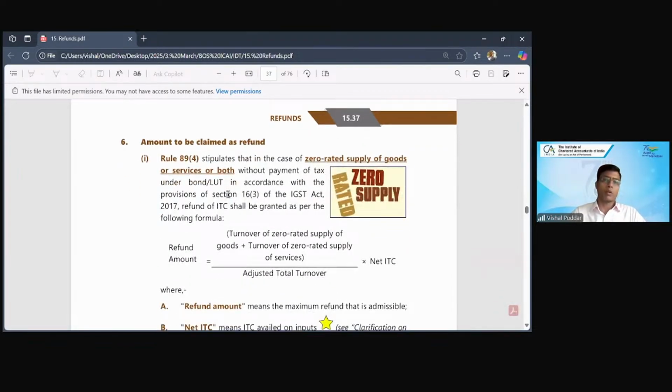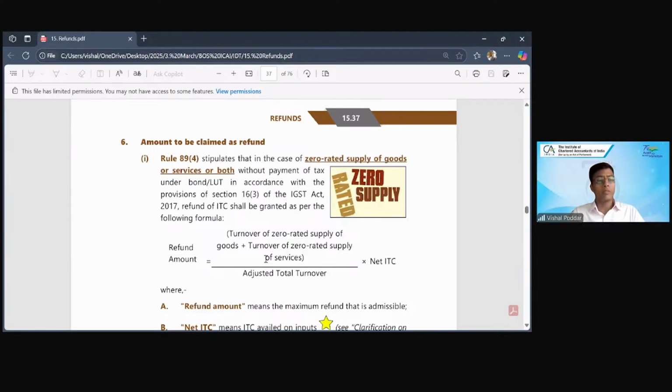Now comes the refund formula. This is, you can say, the first starting basic formula, but the logic is same what I just explained. So in numerator, you will find turnover of zero rated supply of goods plus, if there is service turnover also, turnover of zero rated supply of services. Now we are talking about the refund of unutilized ITC, which arises because of either export of goods or services or because of supply of goods or services to SEZ unit or developer. These are the two cases which are covered under zero rated supply. So first we are dealing with the refund application in case of zero rated supply.